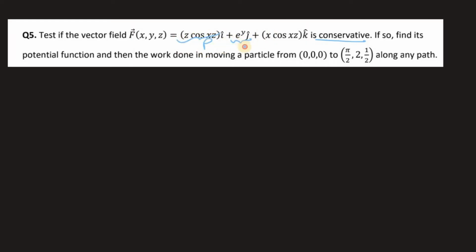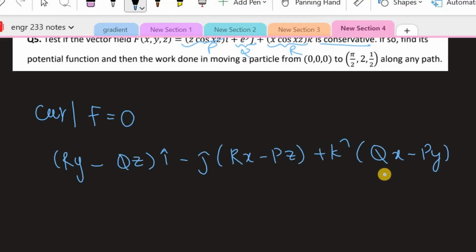Okay, so this is P, this is Q, and this is R, because P is associated with the i component, Q with j, and R with k. And there is an equation that you need to know to find whether it's conservative or not. You need to prove that the curl of F equals 0, and this is the equation to find the curl.